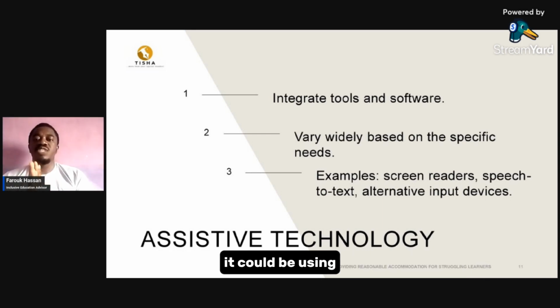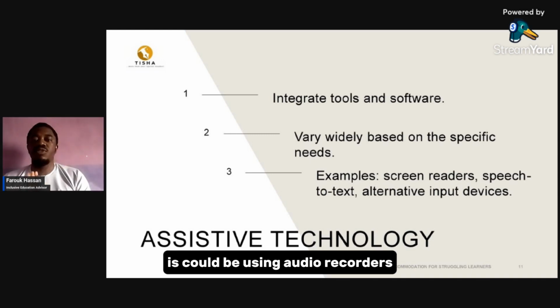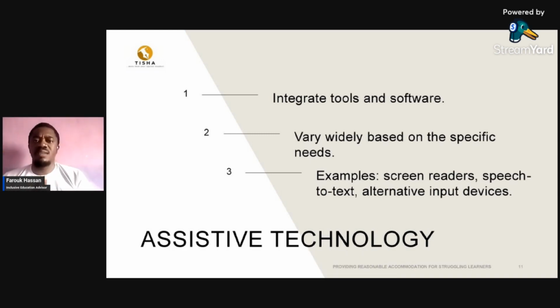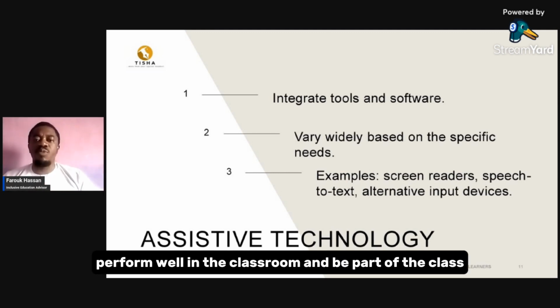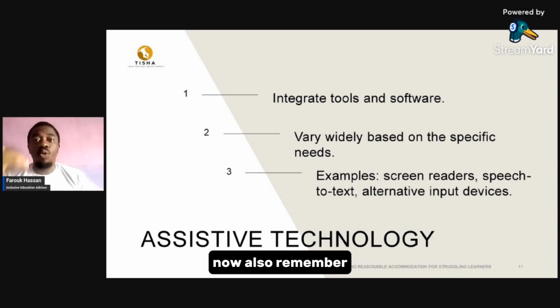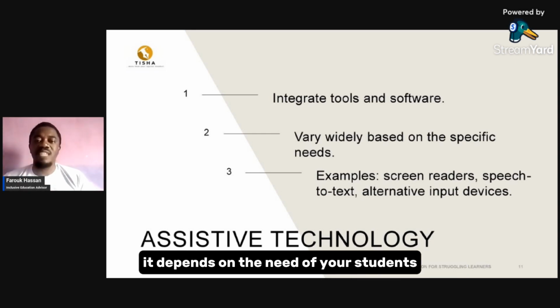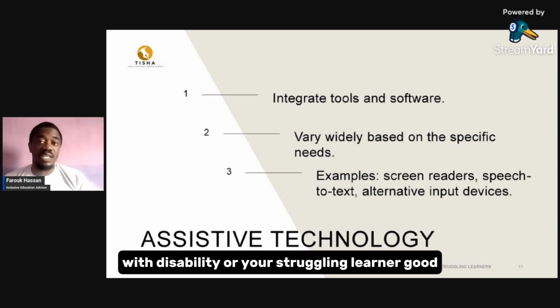It could be using screen readers, screen magnifiers. It could be using audio recorders, so that they can be able to perform well in the classroom and be part of the class. Now, also remember, it depends on the need of your students with disability or your struggling learner.